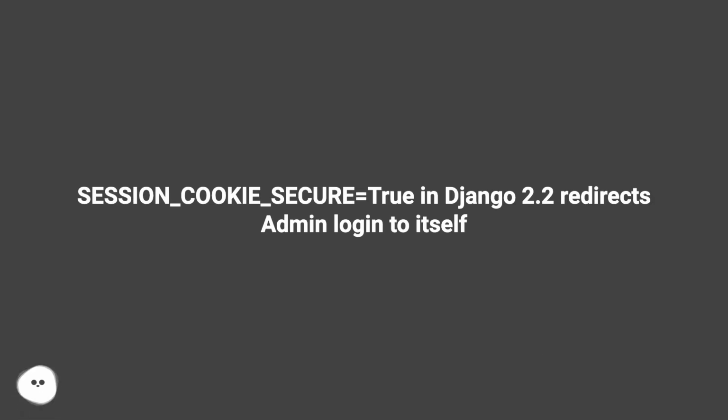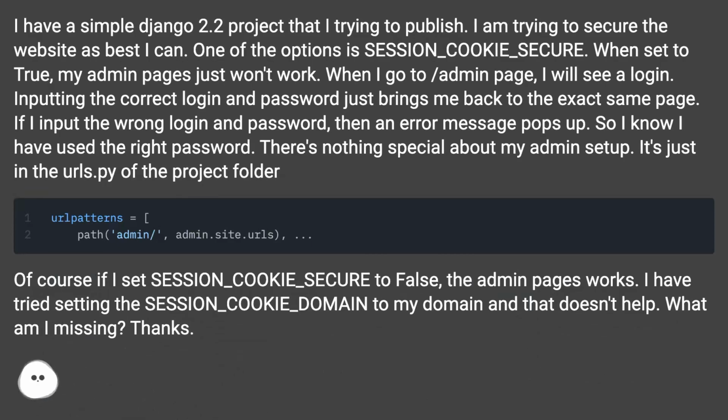SESSION_COOKIE_SECURE = True in Django 2.2 redirects admin login to itself. I have a simple Django 2.2 project that I'm trying to publish. I am trying to secure the website as best I can. One of the options is SESSION_COOKIE_SECURE.